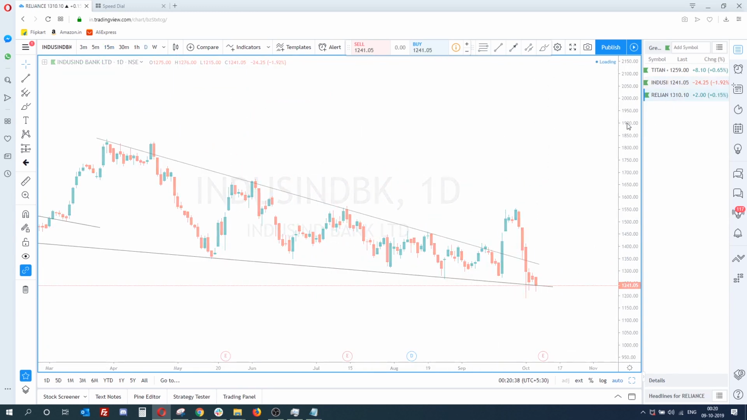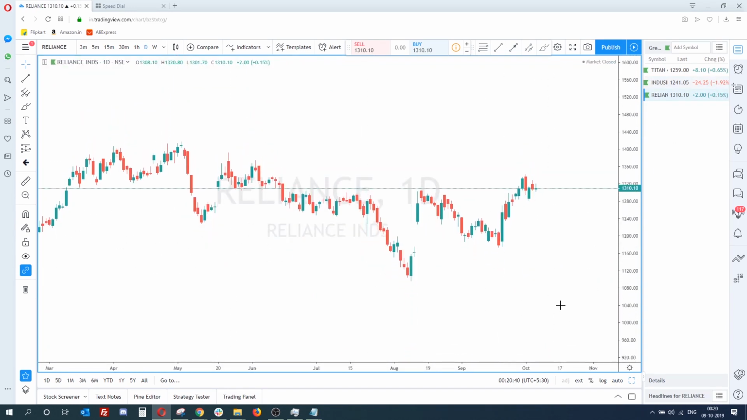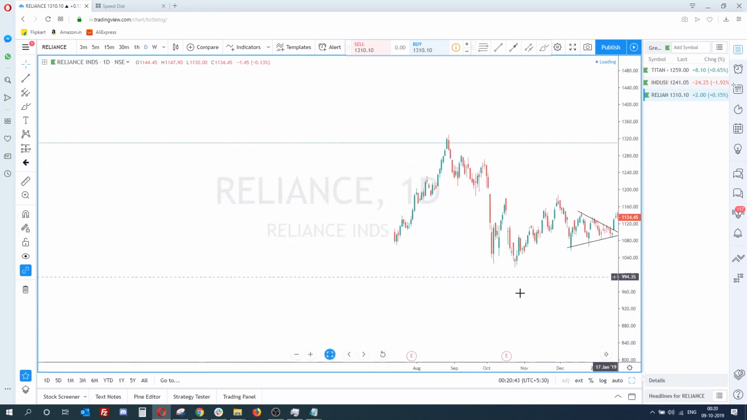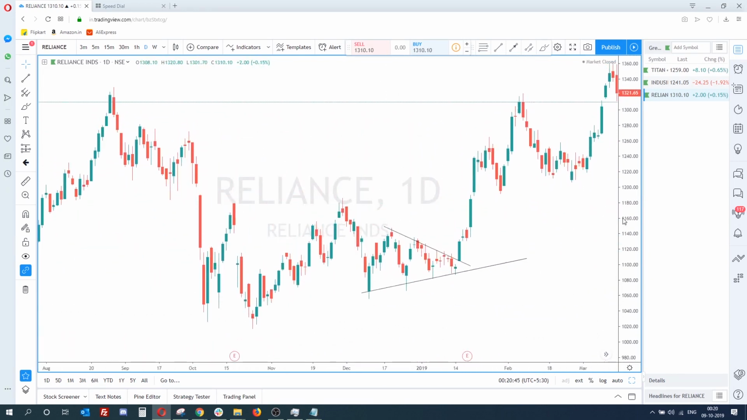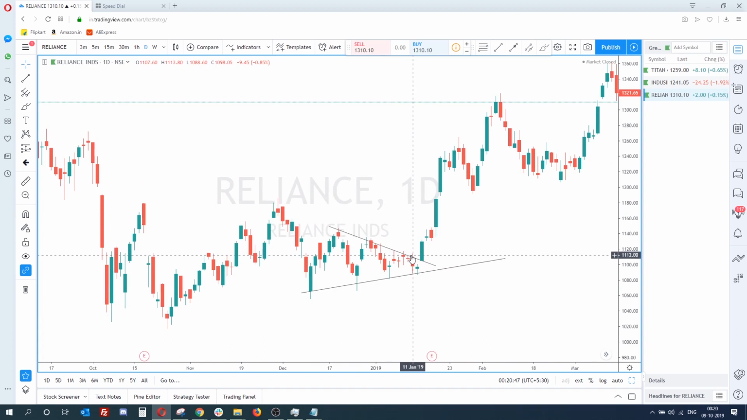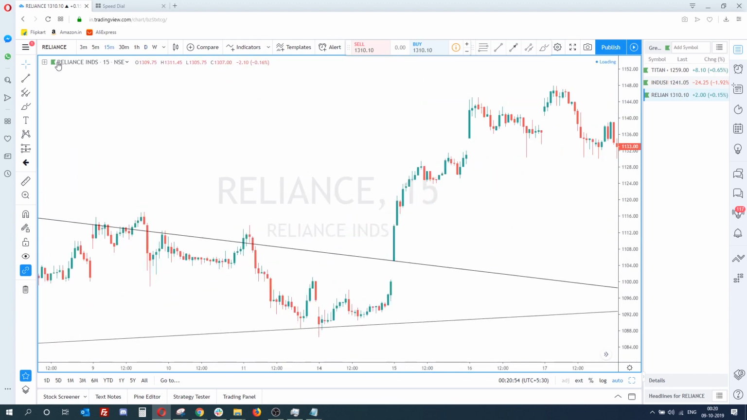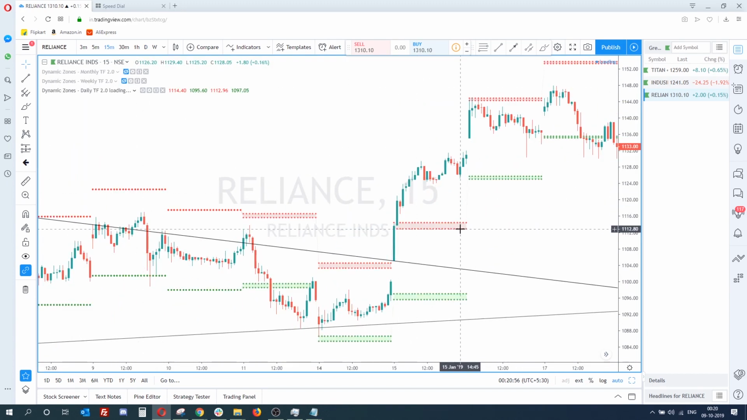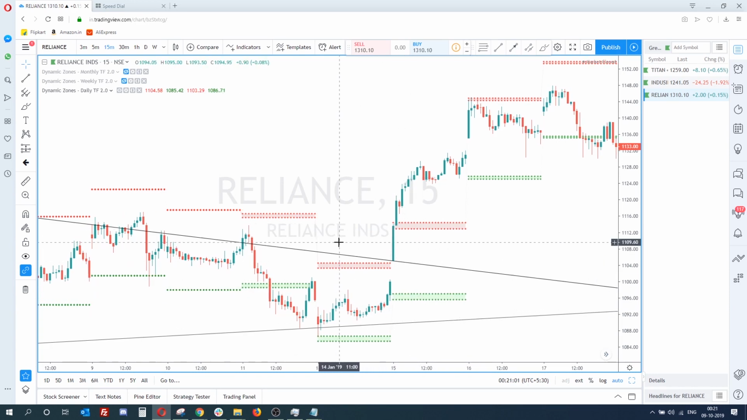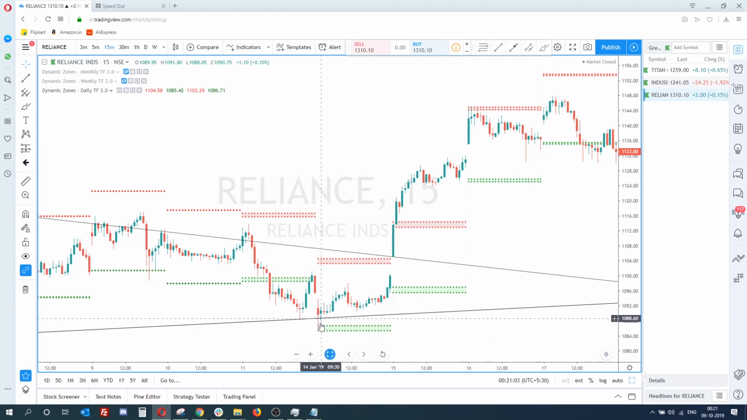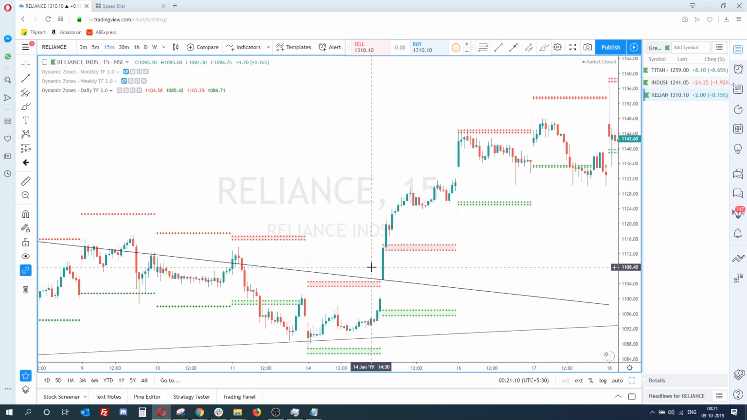Let me just go to the next stock, Reliance. This is another trade that you could have made. This is a small triangle pattern. What happened here? This is a reversal trade, guys. Here it took support from both the trend line and the green zone, right? But forget about this part, I will explain it later.